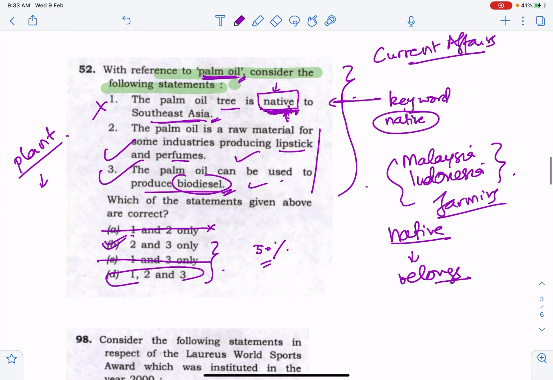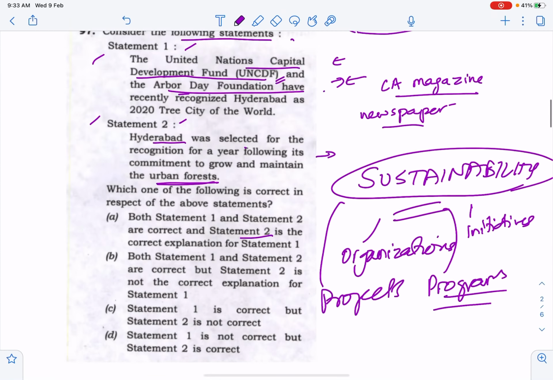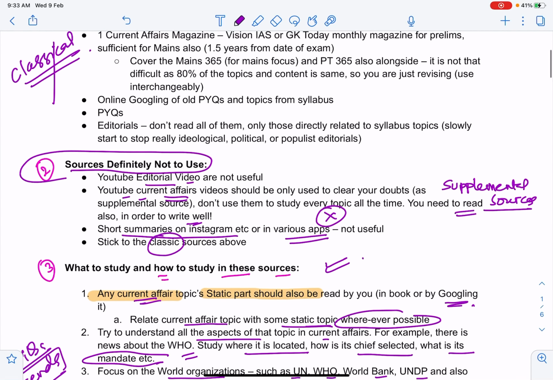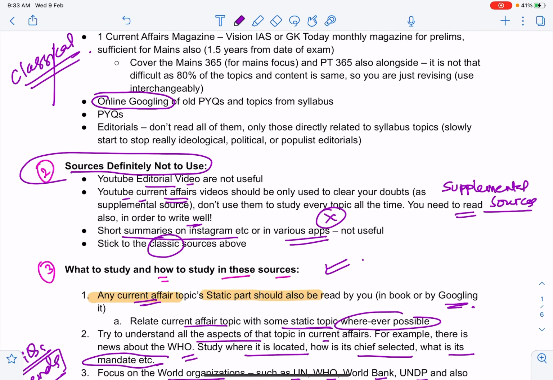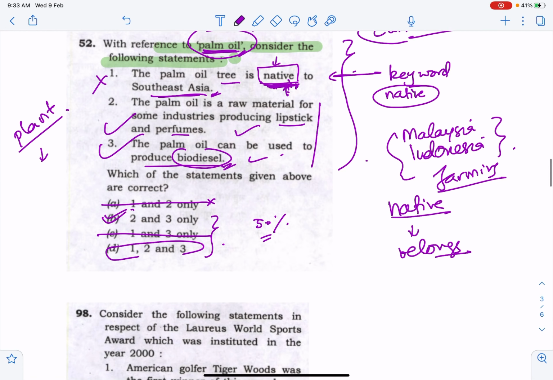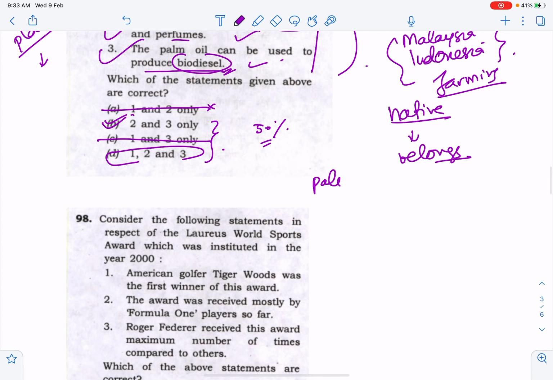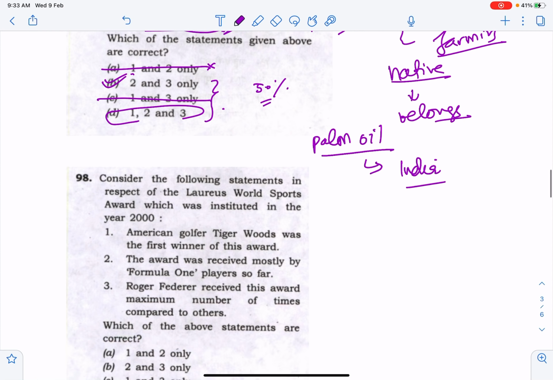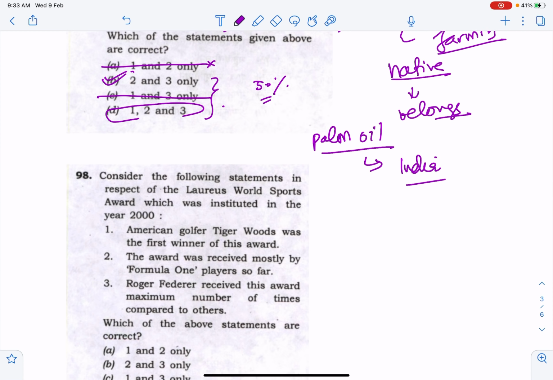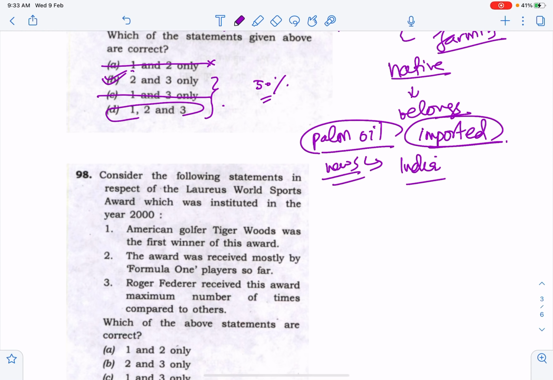So this is a current affairs question because palm oil has been in the news a lot. So like I said, for every current affairs topic, go ahead and Google it. Read about the static part of it, read about that particular concept. If palm oil is coming in the news, because recently it was also in the news that India was planning its own strategy for growing palm trees or any kind of trees that produce oil, because palm oil is imported by India in a huge quantity. So this has been in the news because of rising prices, etc.